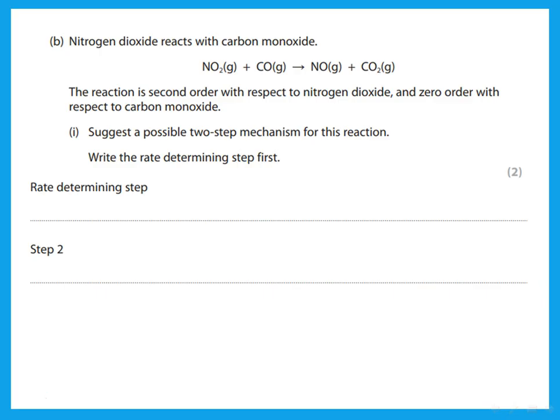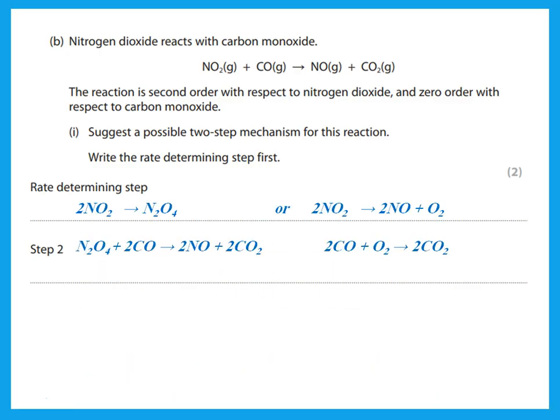Then the next question says nitrogen dioxide reacts with carbon monoxide in this equation, and he says the reaction is second order with respect to nitrogen dioxide, zero order with respect to carbon monoxide. Suggest a possible two-step mechanism. Now, if it is second order with respect to nitrogen dioxide, that means my rate determining step has to include 2 moles of NO2. Then zero order with respect to carbon monoxide means the carbon monoxide is not in my rate determining step.